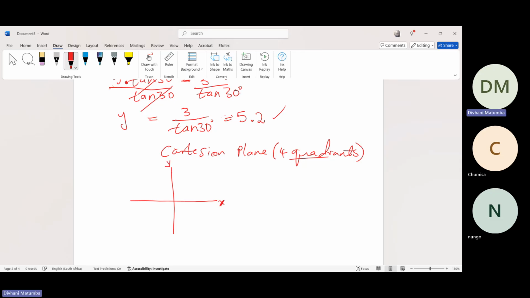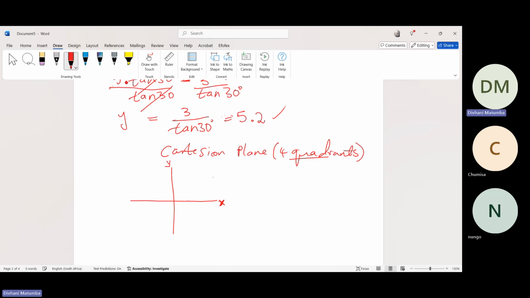Normally, have you guys done straight line graphs before? Yes, in grade 9. Okay, so they are also drawn in a Cartesian plane. That would be the Cartesian plane. So when you are dealing with trigonometry, you will have to divide your full revolution into 4.